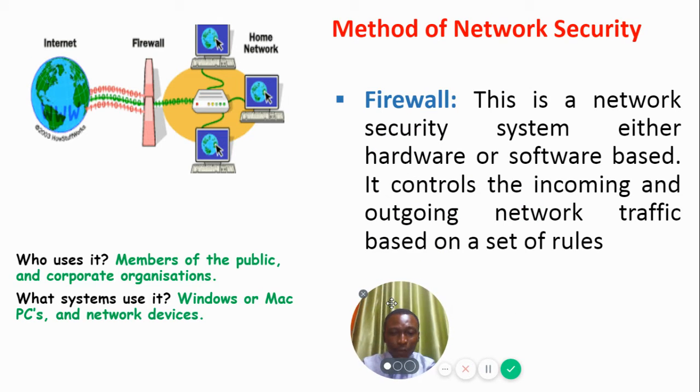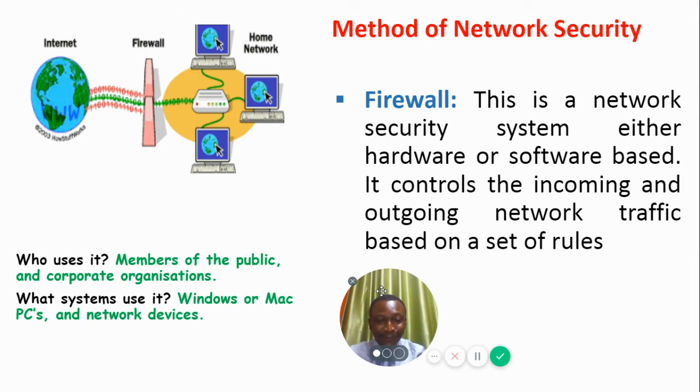Another method is firewall. Not fire in the wall, but firewall. This is a network security system. It could either be hardware or software based. What it does is it controls the incoming and outgoing traffic based on a set of rules. As you can see in this information, there is information coming in. Then you have the firewall here. The firewall screens what is coming in. Then it gives access to those that it wants to give access to, based on rules that have been specified.